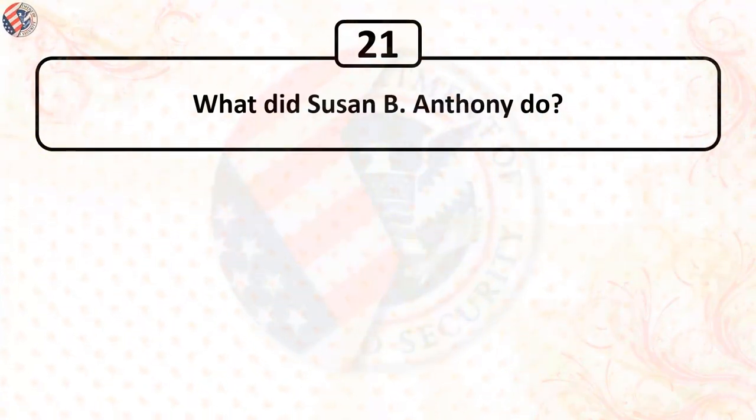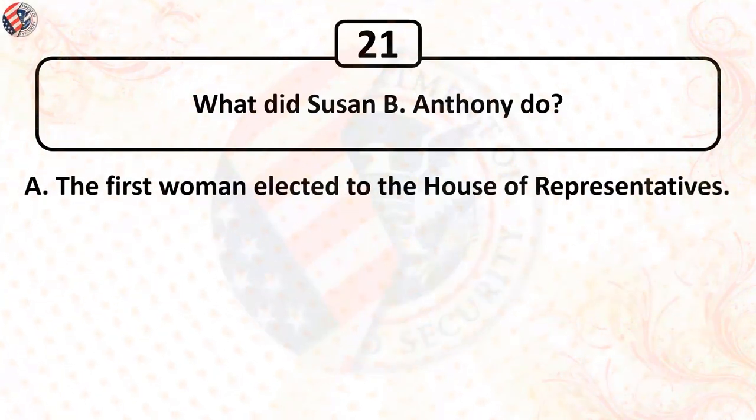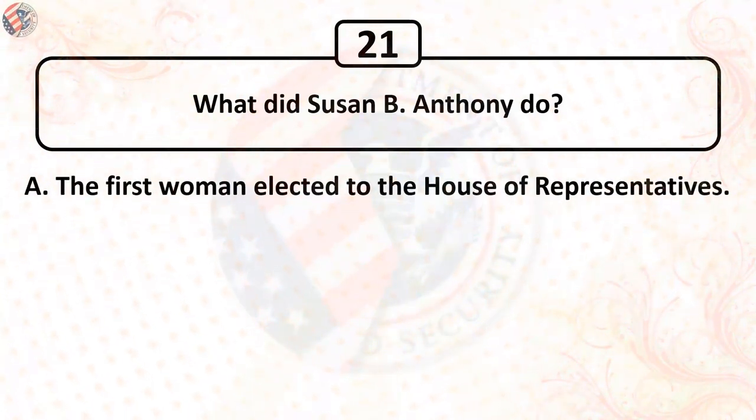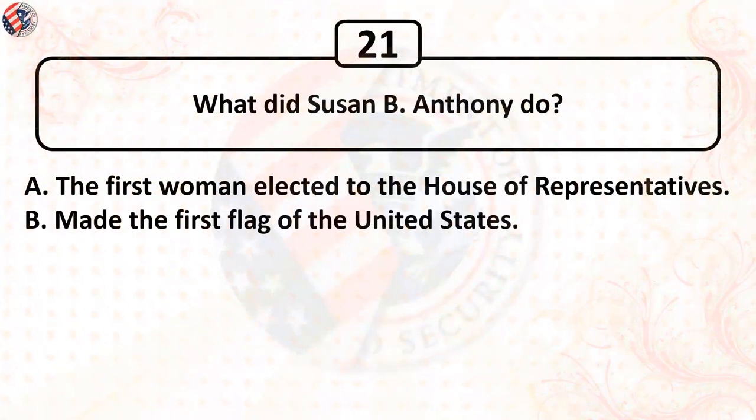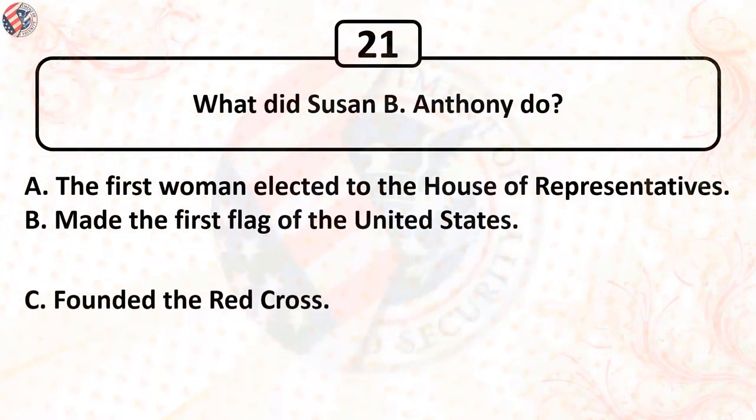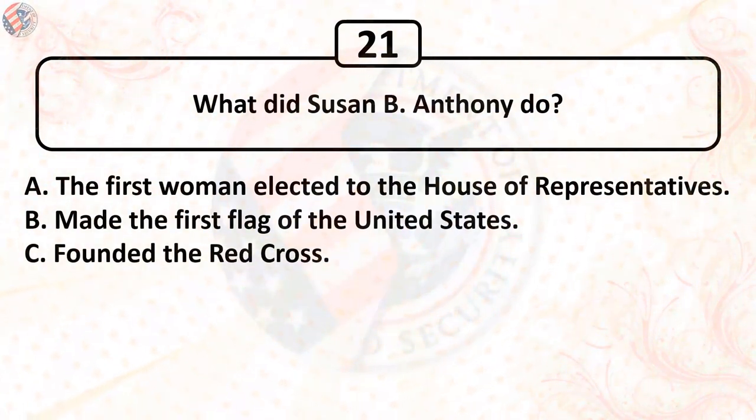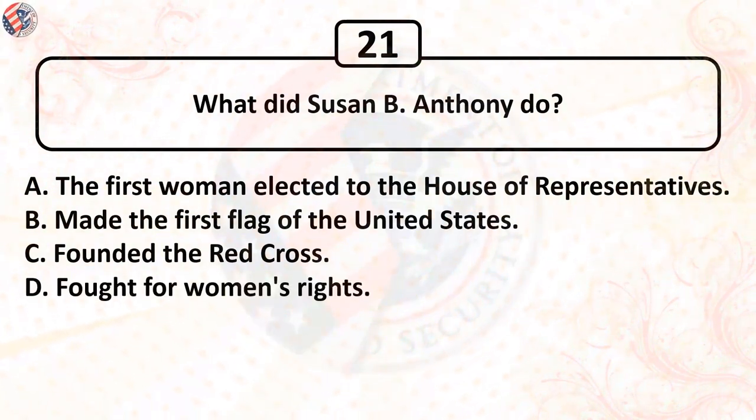What did Susan B. Anthony do? A. The first woman elected to the House of Representatives. B. Made the first flag of the United States. C. Founded the Red Cross. D. Fought for women's rights.